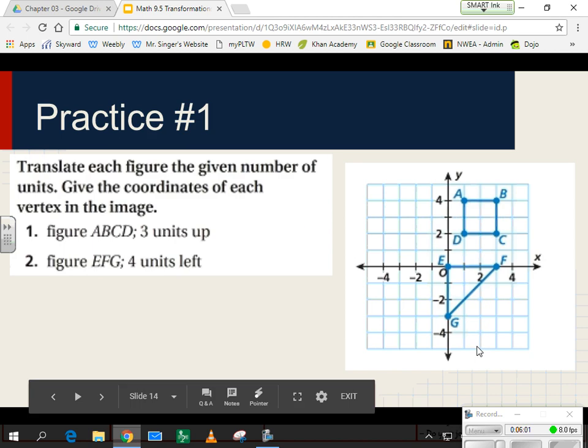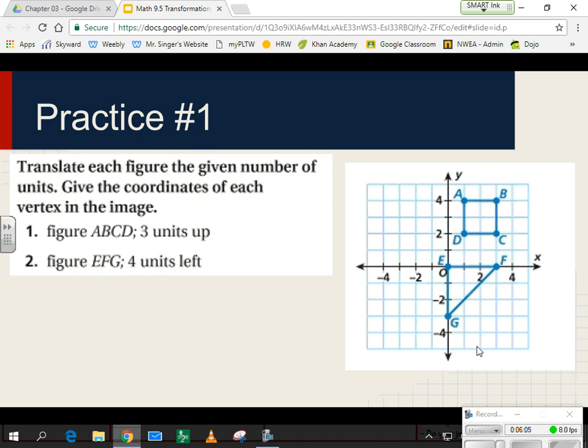All right, your turn. So I have figure ABCD. We're going to move it 3 units up, and then go ahead and tell me what the new ordered pairs would be. That means you're going off the grid here. And for EFG, you're going to use that 4 units to the left. You should still be able to stay on the grid. Come back when you have your ABCD prime and EFG prime.